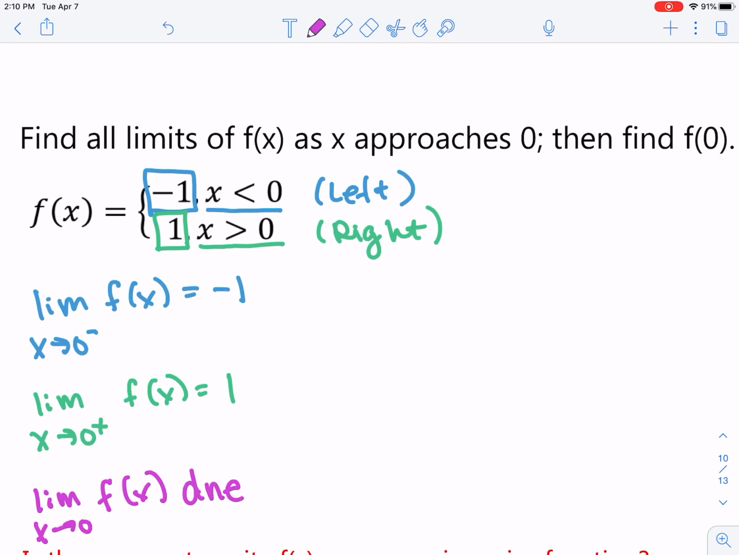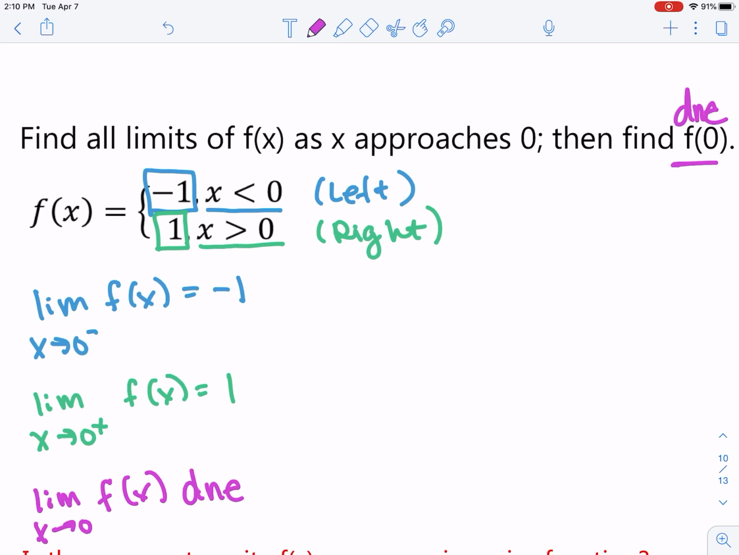What do we think about f of 0 here? So in this case, f of 0 does not exist either. Notice there's no place in my inequalities where x is equal to 0, okay? So f of 0 does not exist in this case.